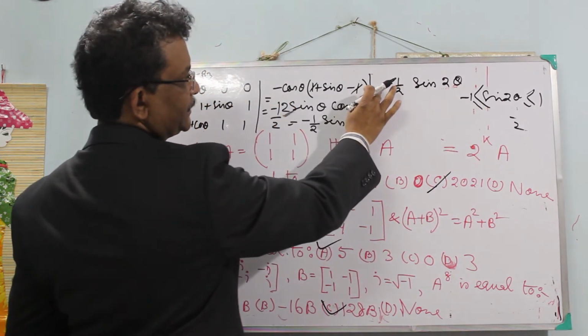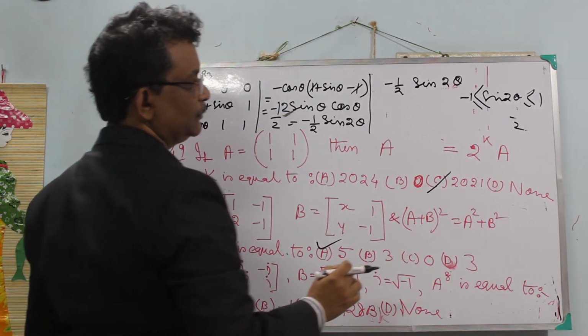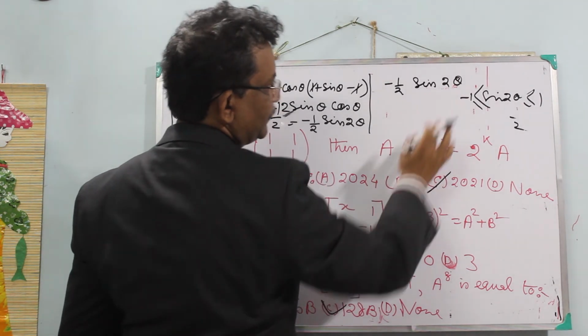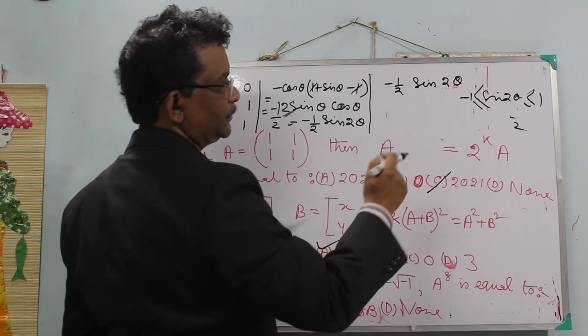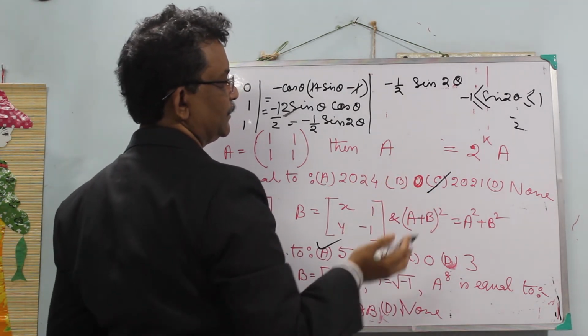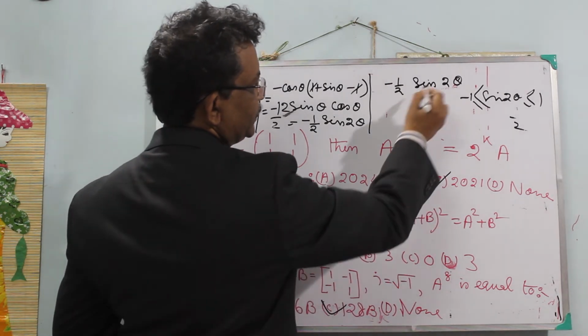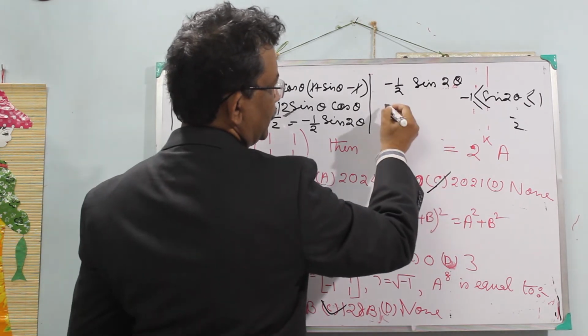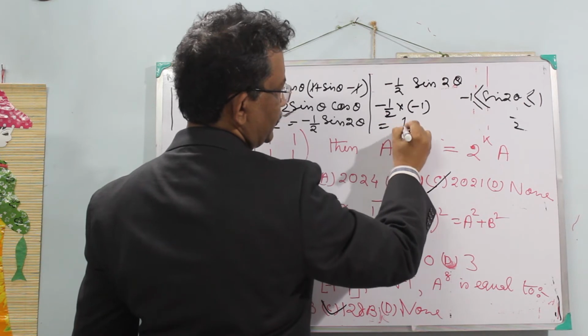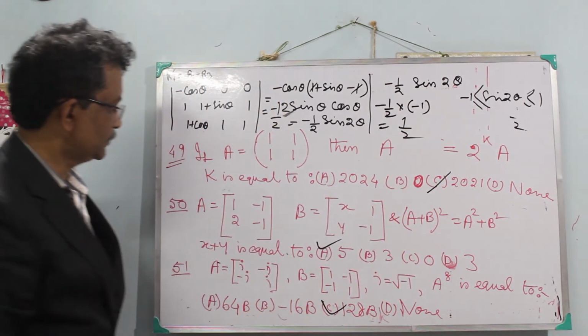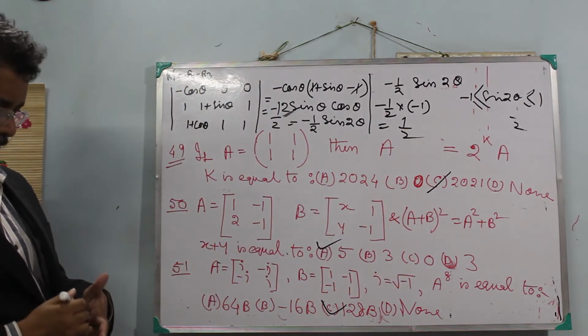But here there is a minus sign, so we will have to apply the minimum value. After multiplying by the minus, the negative value will become positive, so we will get the maximum value. So its maximum value is minus half into minus 1, equal to half. So the correct answer is half.